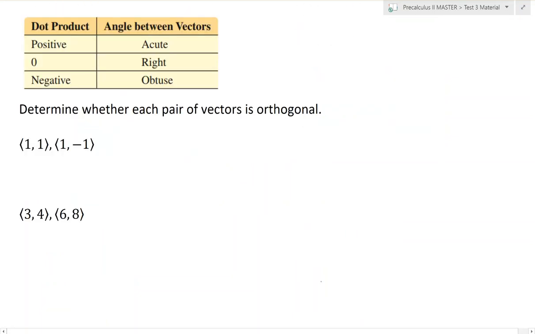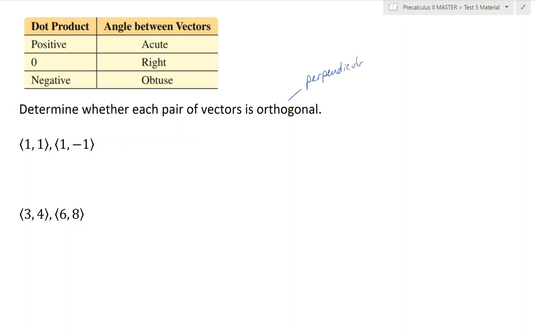The dot product can tell you something about the angles. If your dot product is positive, then you have an acute angle. If the dot product is 0, then the angle is a right angle. And if the dot product is negative, then you have an obtuse angle. So we want to determine whether each pair of vectors here is orthogonal. That's a three-dimensional word for perpendicular.